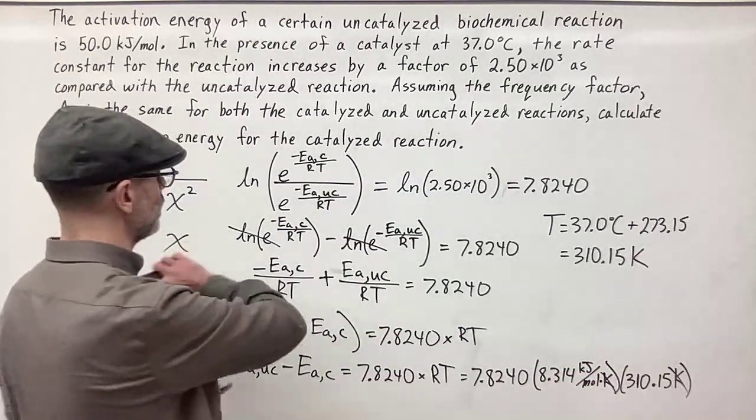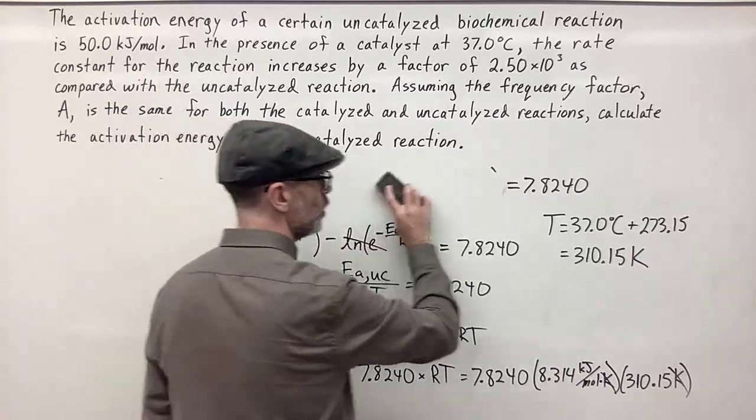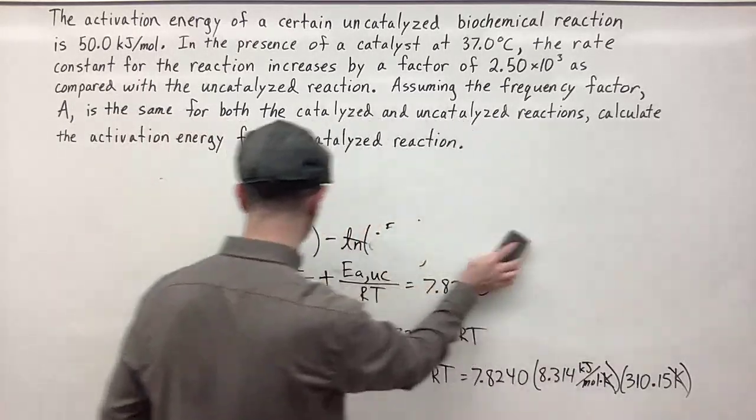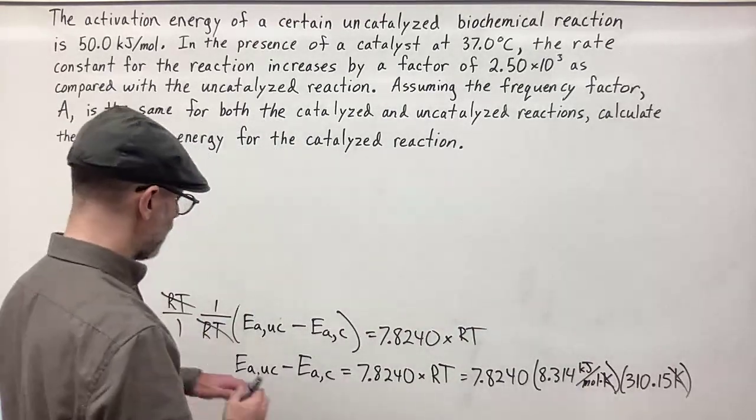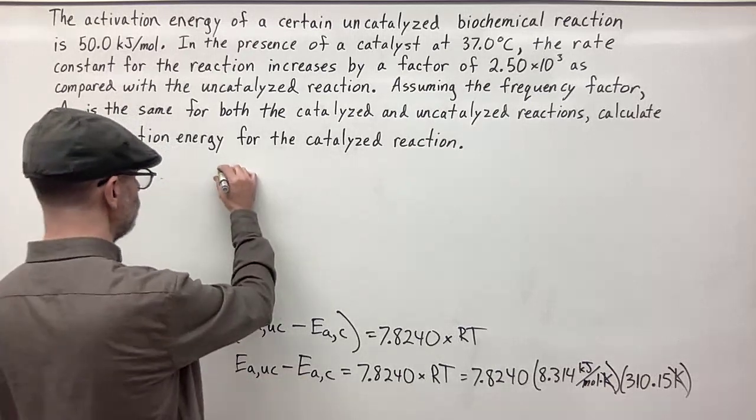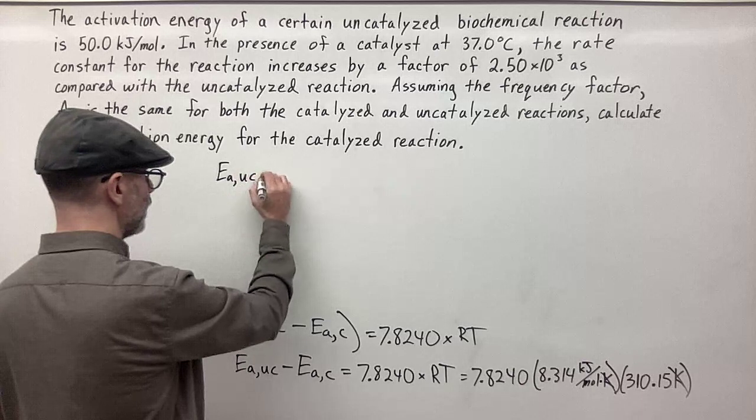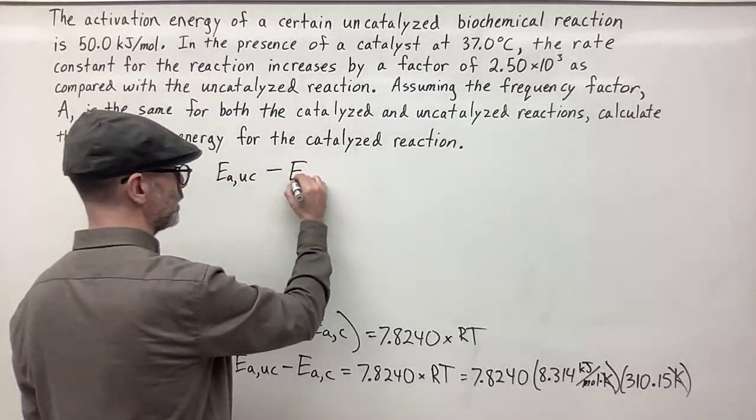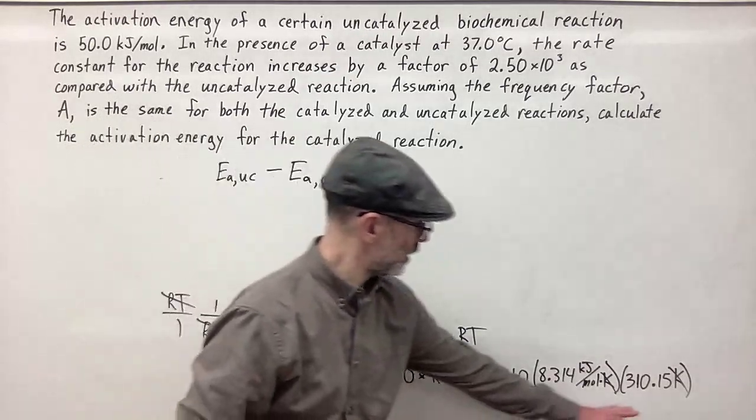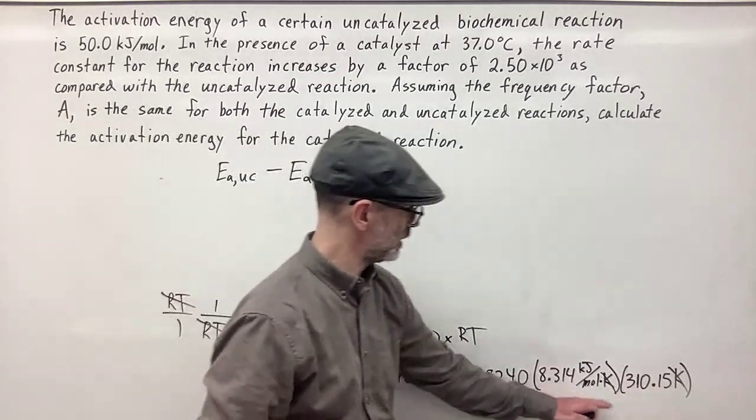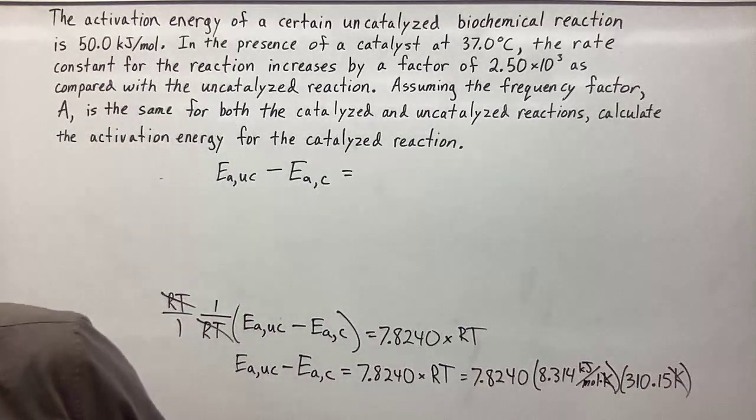I'm going to erase up here to give myself some more room again. We don't need this anymore since we've used it. So let's get rid of this. So now I have here the activation energy of the uncatalyzed reaction minus the activation energy of the catalyzed is equal to this. So all I have to do is multiply this times this times this, and I get, what do I get?